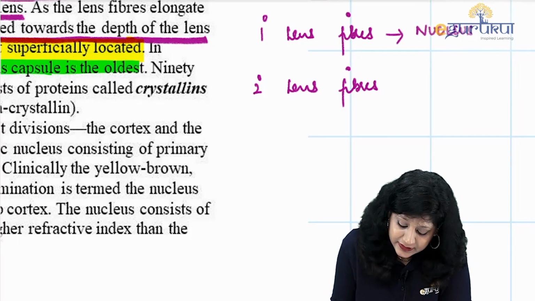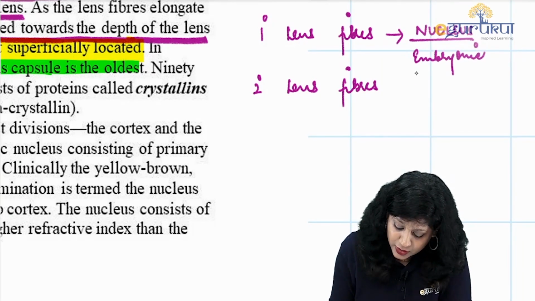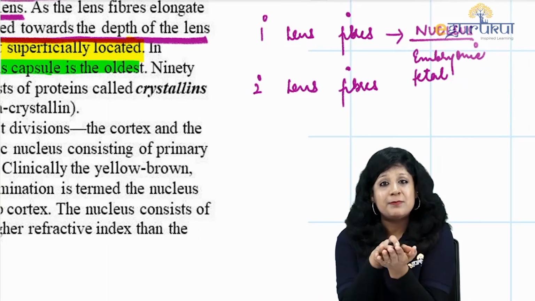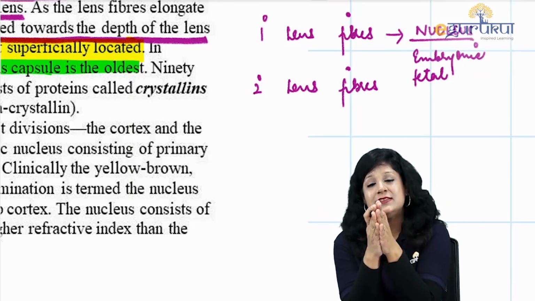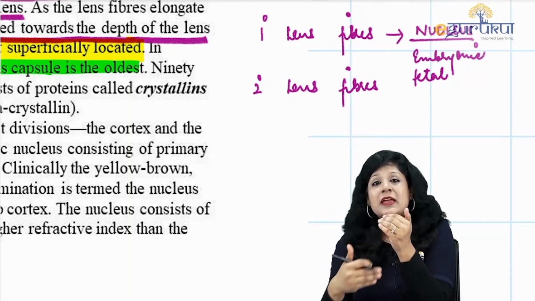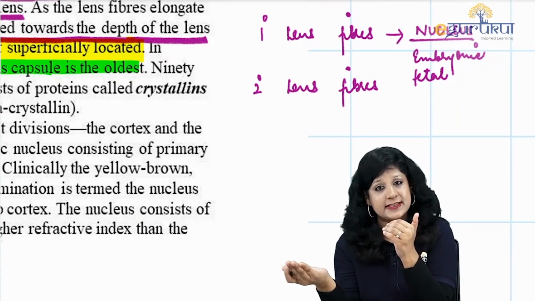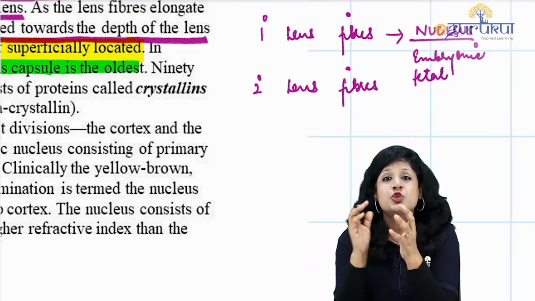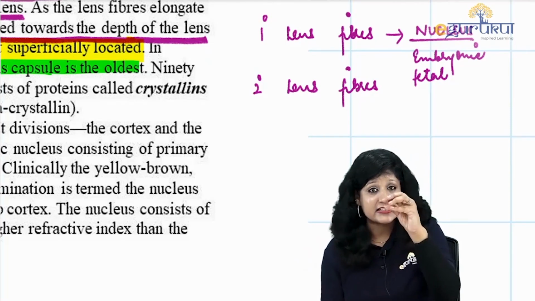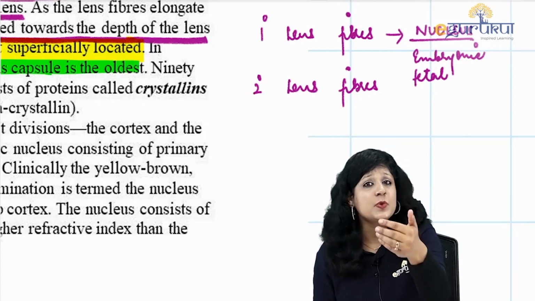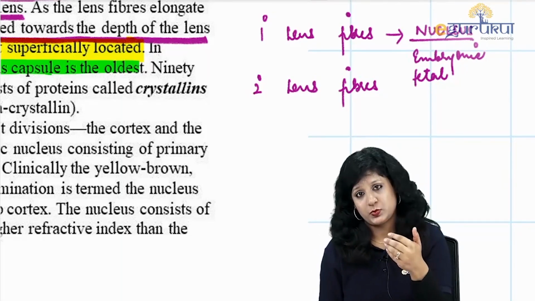What are the early layers? I have the embryonic nucleus and the fetal nucleus. These are the oldest ones. When they are formed, they are pushed towards the center of the lens, and the others which form are above it. These secondary lens fibers are formed by the equatorial cells which are actively dividing. So in the lens, in the center I get the oldest cells present in the nucleus, and towards the outer side I get the youngest ones, right?